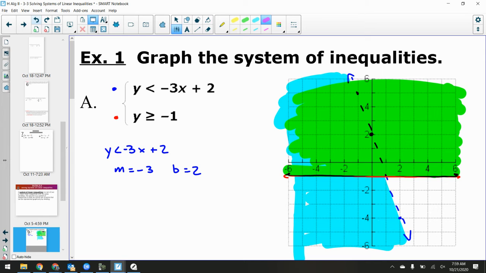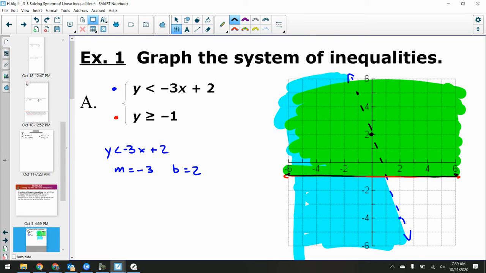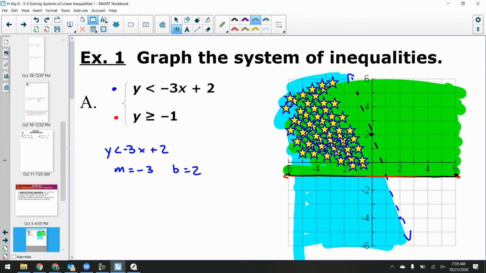What if I do this on top? Nope, that doesn't do anything. I'll just do, here's the overlapping shaded region. Yeah, there we go. Wow. All of those stars would be solutions.